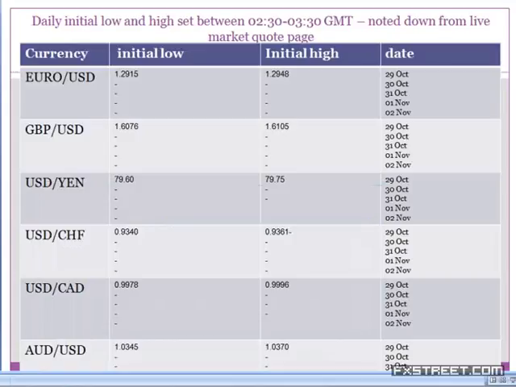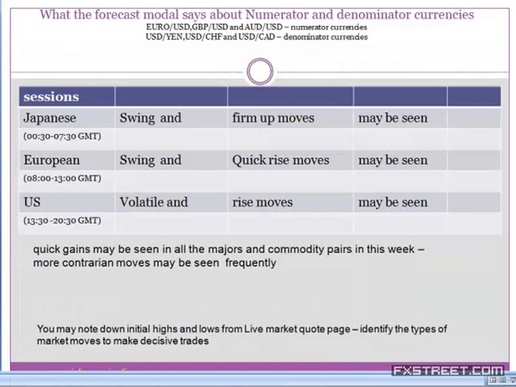The next slide. Okay. The expected market moves for today. Swing and firm up moves are expected during the Japanese session, followed by the European session. Swing and quick rise may be seen, and some initial volatile moves and uncertainty could be created during the start of the US session for about 1.5 hours, and then the rise continues during the rest of the US session. So quick gains may be seen in all majors and commodity pairs this particular week.